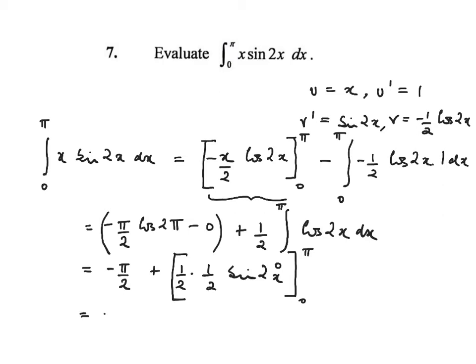And it so happens that, well, what we have here is sine 2x. When x is pi we have 0, and when x is 0 we also have 0, so the final answer is minus pi by 2.